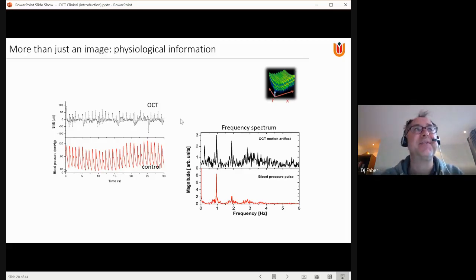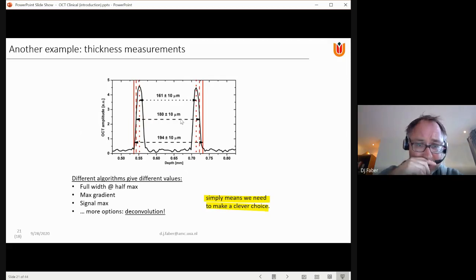You could ask yourself, okay, can we now measure the heartbeat from an OCT signal? That was not so interesting, so we did not pursue that any further. But the point is, you can get more information than just an image. You can get physiological information.